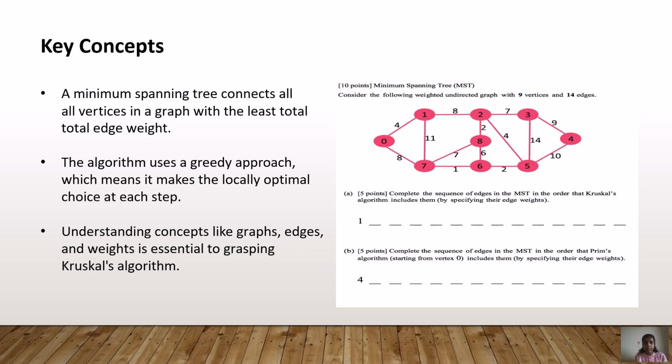Key concept. A minimum spanning tree connects all the vertices in a graph with the least total edge weight. The algorithm uses a greedy approach, which means it makes the locally optimal choice at each step. Understanding concepts like graphs, edges, and weights is essential for grasping Kruskal's algorithm.